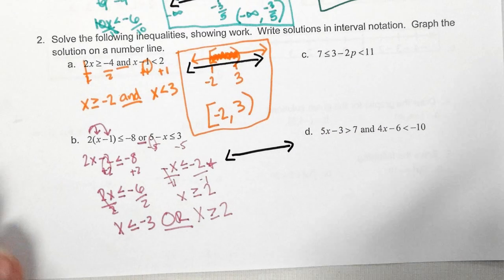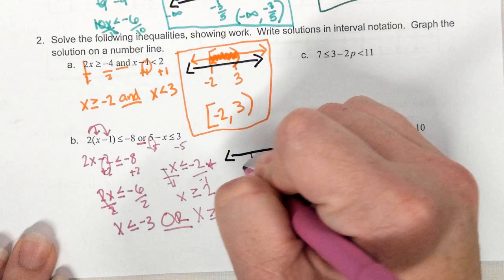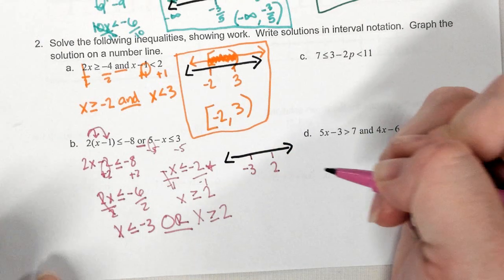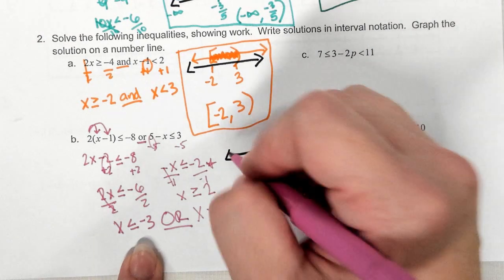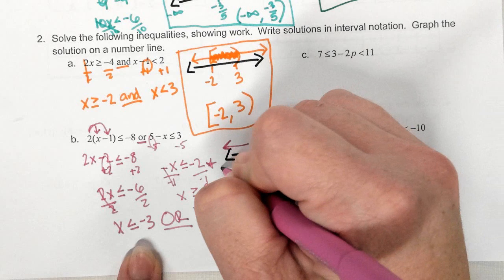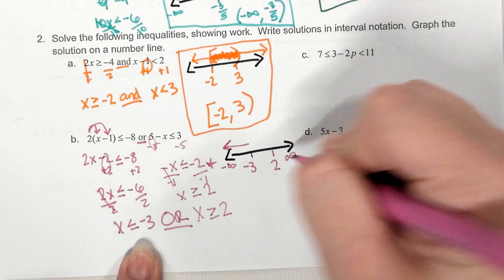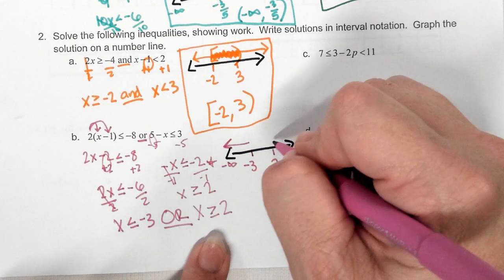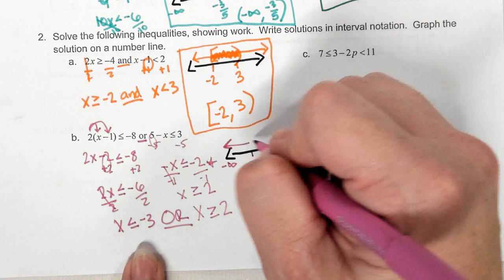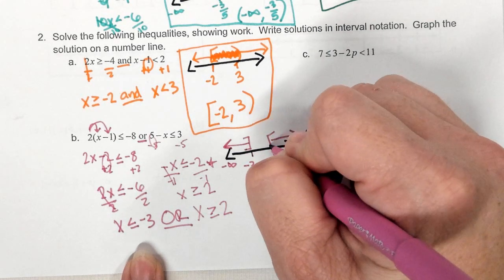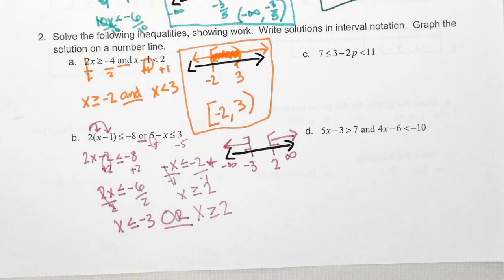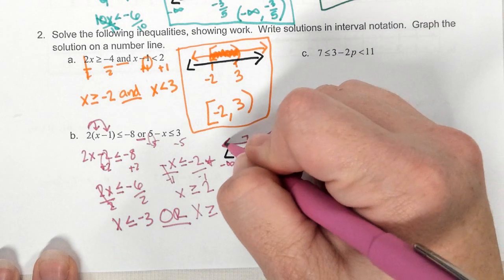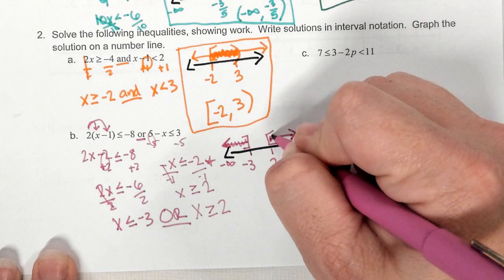So this is an or problem where they don't have to overlap. Negative 3 is smaller than positive 2. X is less than or equal to negative 3. Less goes to the left. X is greater than or equal to 2 goes to the right. This was equal to, this was also equal to, so they're both equal to. And remember, or is anywhere you shaded. So here's shaded and here's shaded.